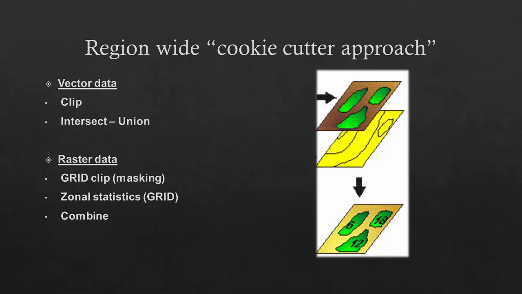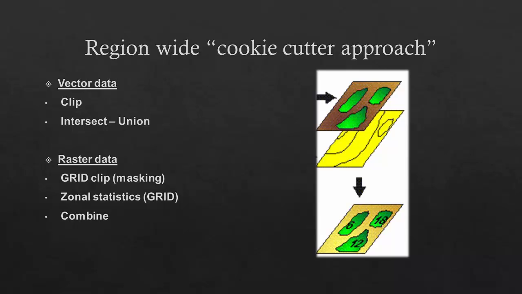The other overlay approach is the cookie cutter approach. This is an example of a polygon-to-polygon overlay analysis. Going back to the bird nest example, rather than extracting data from the exact bird nest location, it might be interesting to analyze the conditions within a 100-meter buffer around the nest.